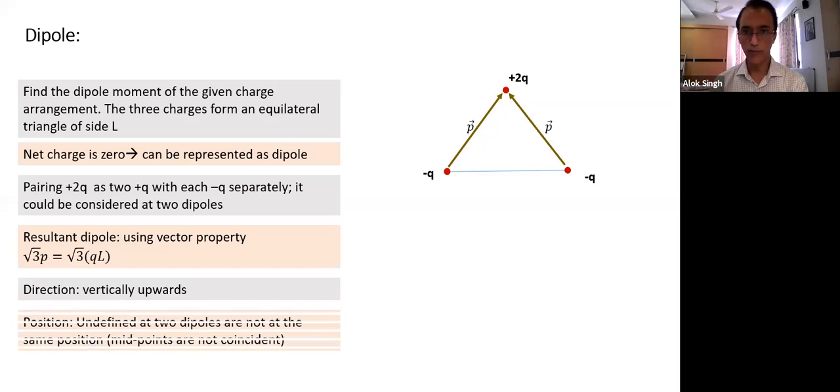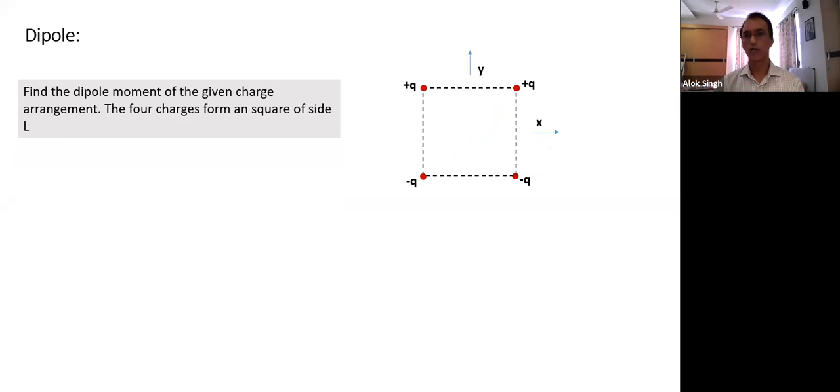Let's take some more cases. Where is the position? Position is a little undefined as two dipoles are not at the same position. The midpoints are not coincident. Let's take this case. Can we find dipole moment here? All of you, you easily find dipole moment for this charge arrangement. And try to find where we should place the dipole moment and in which direction.